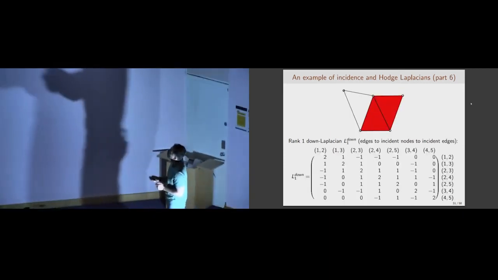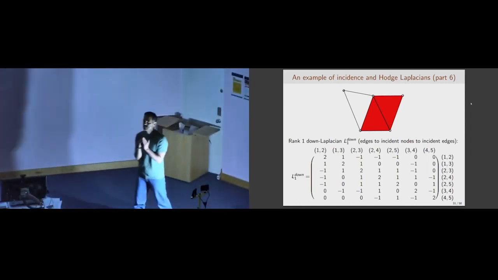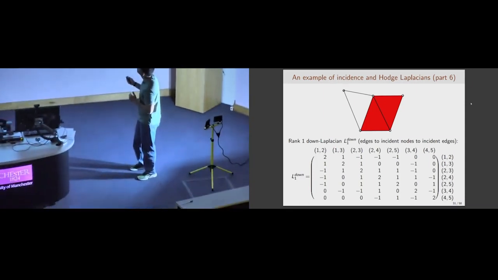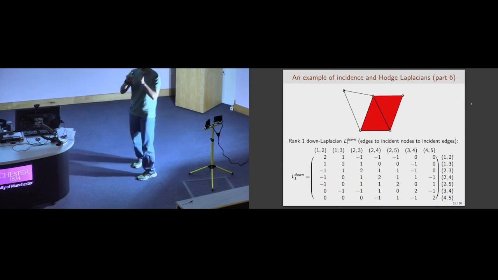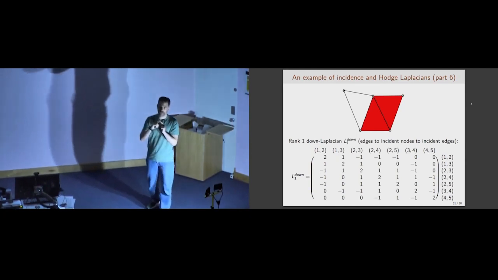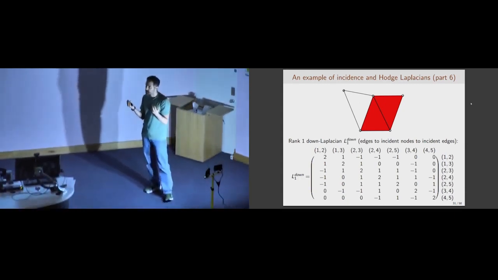Now, for the down Laplacian, you look again at incidence between edges, but now instead of doing it with respect to the red triangles, you look at incidence with respect to nodes. So you decide if two edges are incident to one another based on nodes, not faces. So if you think about it conceptually now, the definitions and the terms make sense.